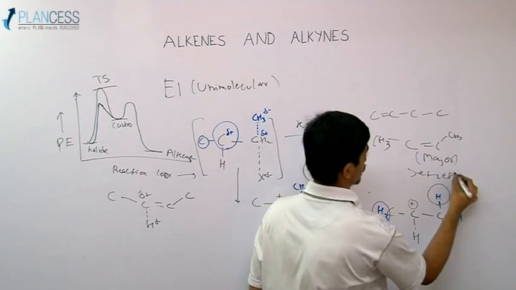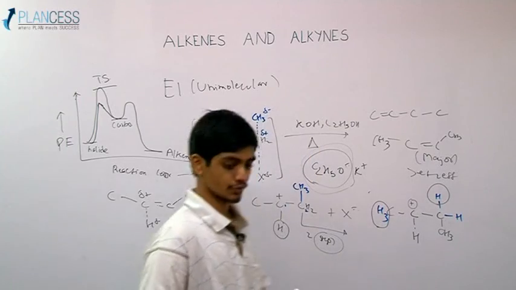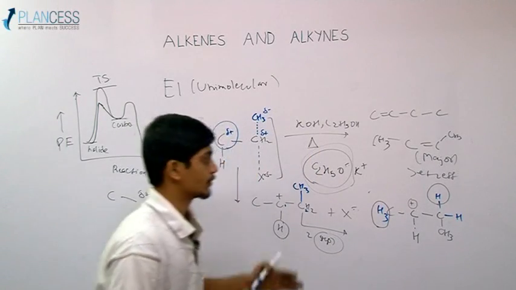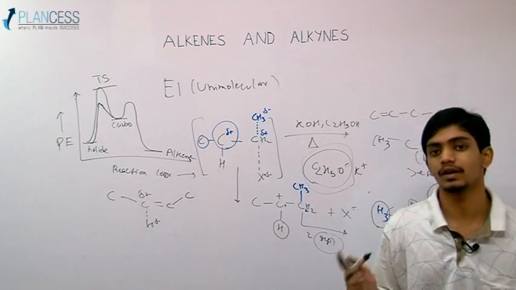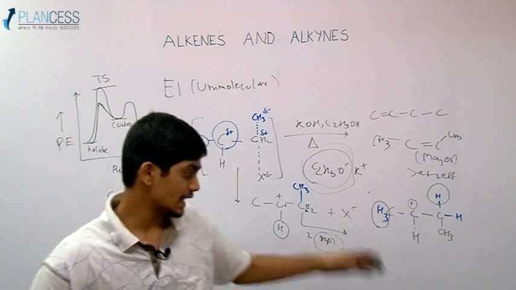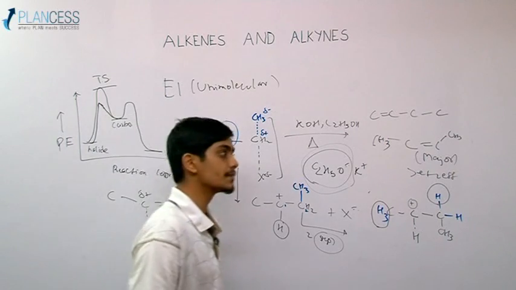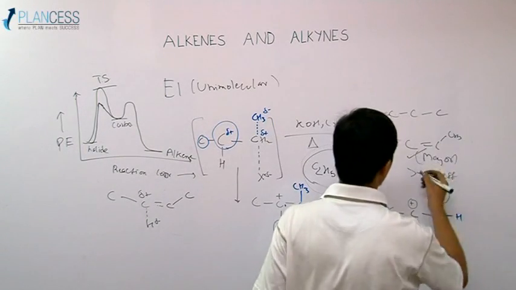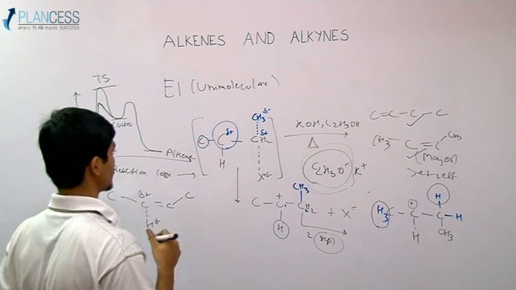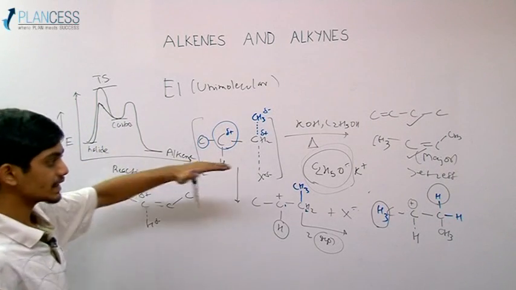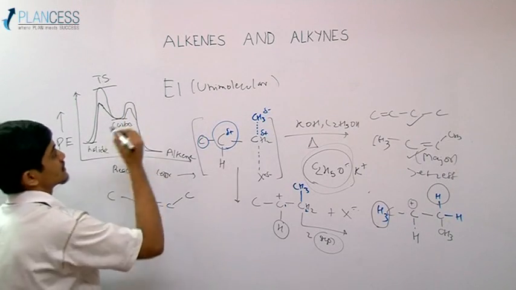Now this Saytzeff rule is used to find out what is the major product out of the possible isomeric products, because we know that elimination can give two different products, although they will be isomers of each other, but one would be in major amount, the other in minor amount. So this rule can be used to determine that, and we have seen why that major product is favored, because of the lesser energy of this transition state.